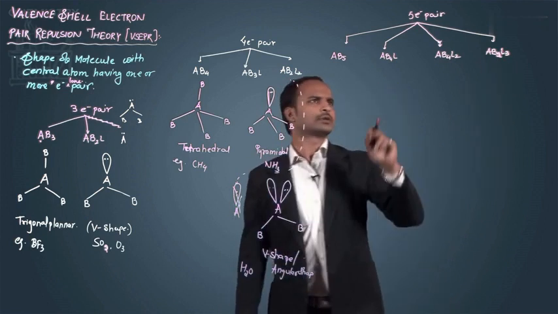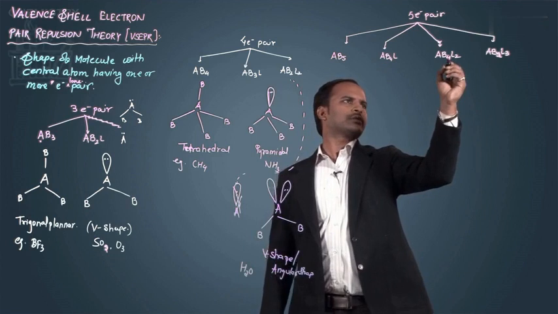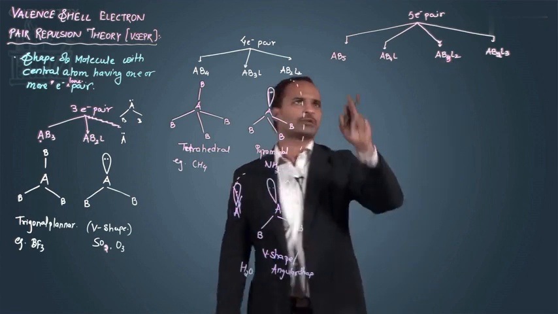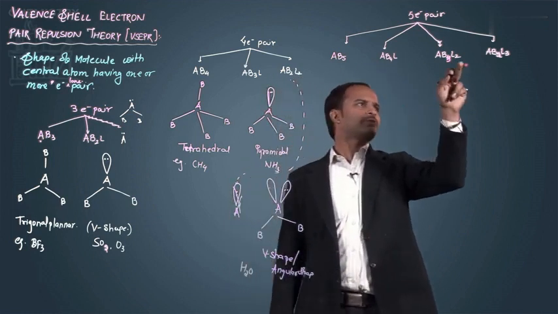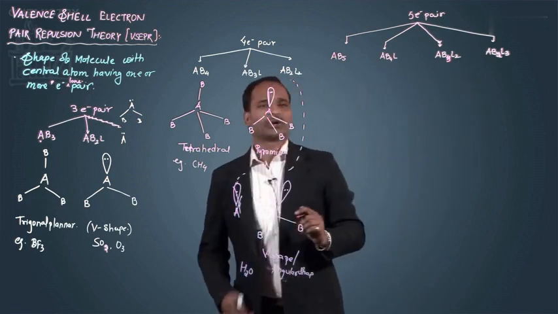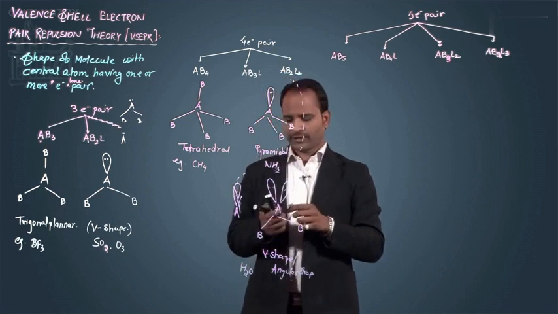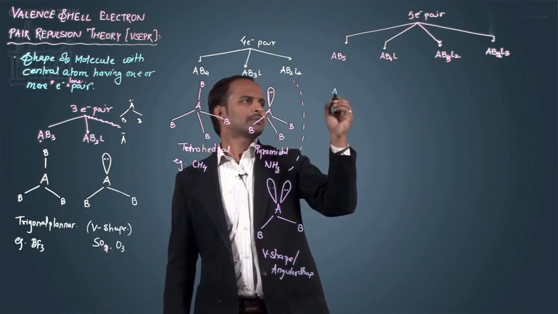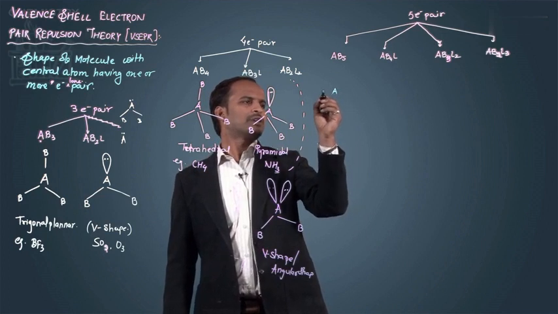AB2L3, AB3L2. Okay, so these are the five possibilities: AB5, AB4L, AB3L2, AB2L3. Okay, now AB5. If it is AB5, then what will be the shape? So A will be at the center. All 5 are bond pairs.